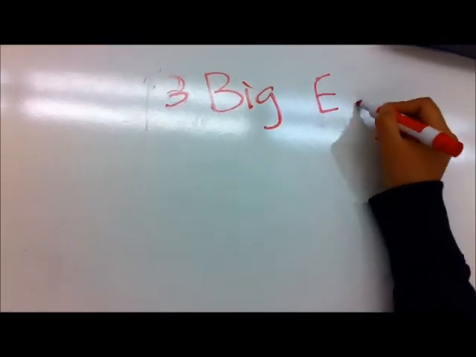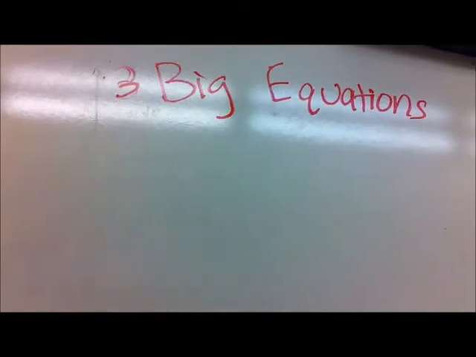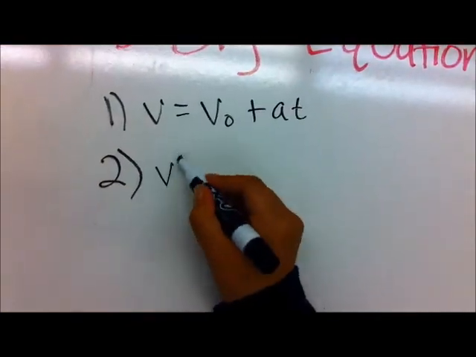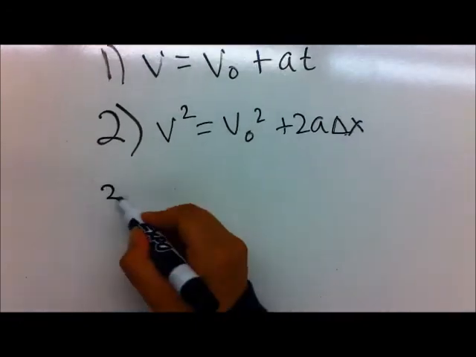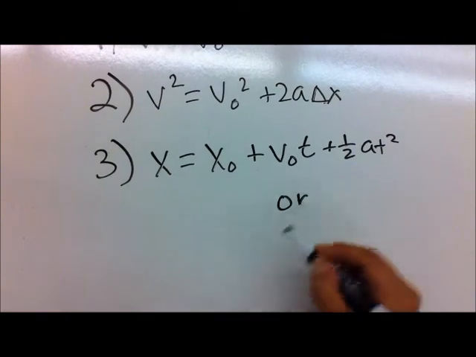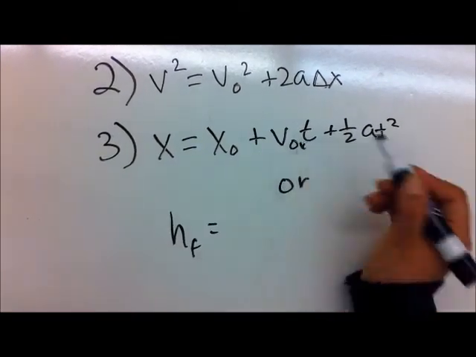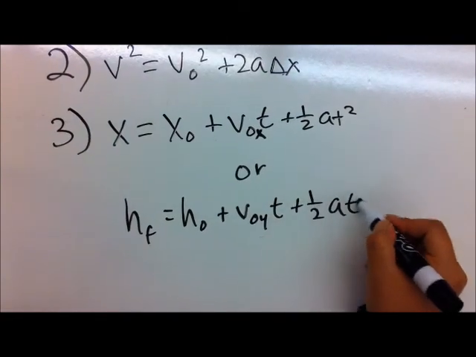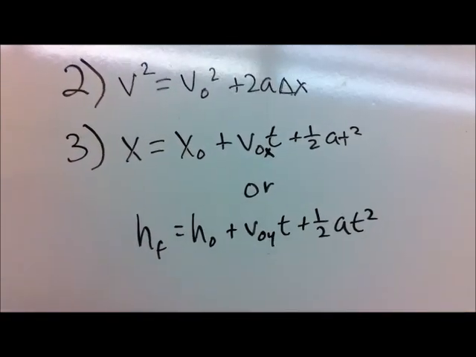Now let's look at the three big equations we're going to need. First, we're going to need v = v0 + at. Then v^2 = v0^2 + 2aΔx. And then x = x0 + v0t + 1/2 at^2. Since our equation uses hf and h0, we will use v0y.